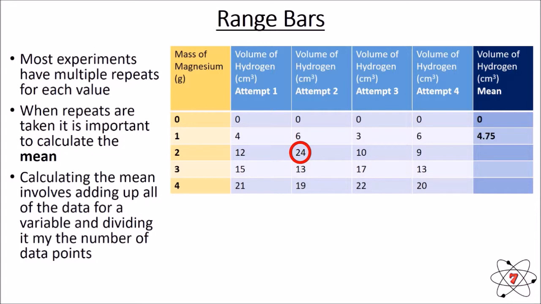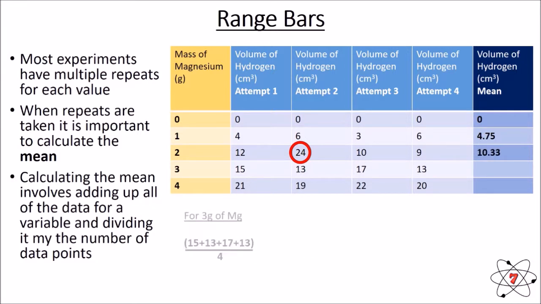This data point is not correct. It is an anomaly. When we are calculating averages, we do not include anomalous data. We ignore the anomalous data. We identify it and we ignore it. So this time, we're only going to be dividing by 3 because we now only have 3 repeat results to use. Attempt 1, attempt 3 and attempt 4. So it's going to be 12 plus 10 plus 9 in brackets because we do our addition first, which is going to give us 31, and we divide it by 3 because in this example we've only got 3 sets of data to divide by, because again our second data point, 24 centimetres cubed, is an anomaly. So 31 divided by 3 is 10.33 centimetres cubed.